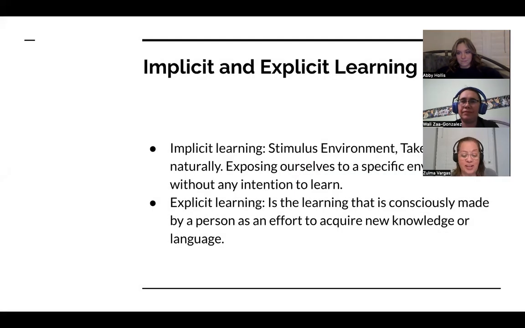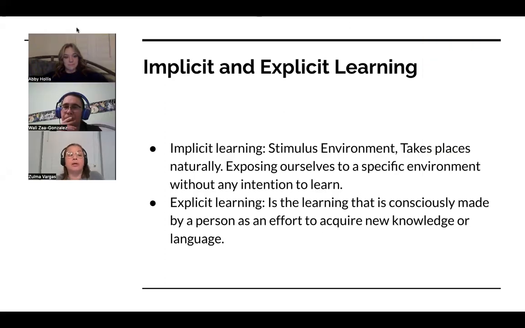Implicit and explicit learning, I have it right here. Implicit learning is the learning that we are exposed to. It takes place naturally in a stimulating environment, just by exposing ourselves to a specific environment without any intention to learn. For example, kids can learn like this when they play on the playground.